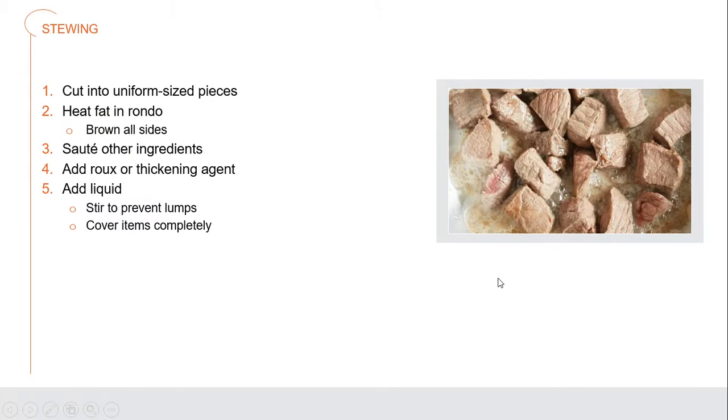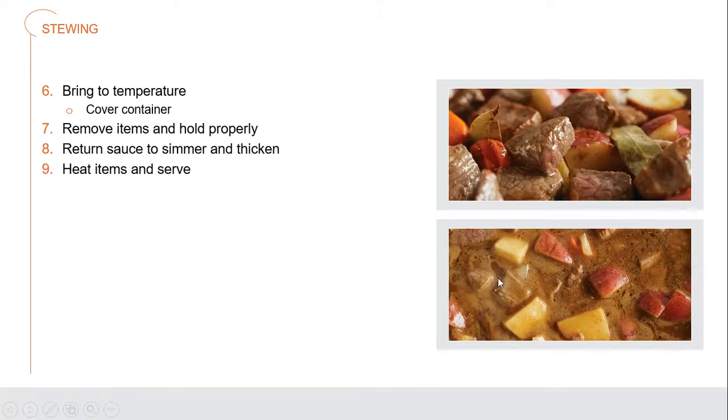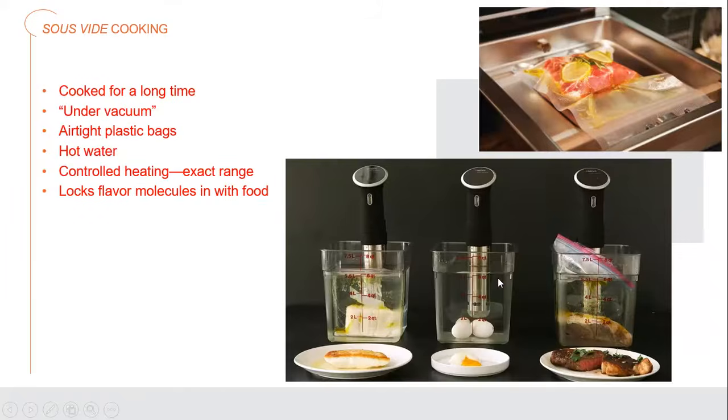And then we're going to cover it over, and we're going to bring that up to the right temperature, so that we're slowly cooking it, keeping that container covered so that we don't lose too much of the moisture content from there. And then we're going to remove the items and hold it properly, return the sauce up to a simmer and thicken it to wherever we need it, correct that sauce, seasoning it, and then heating the items and serving it all together.